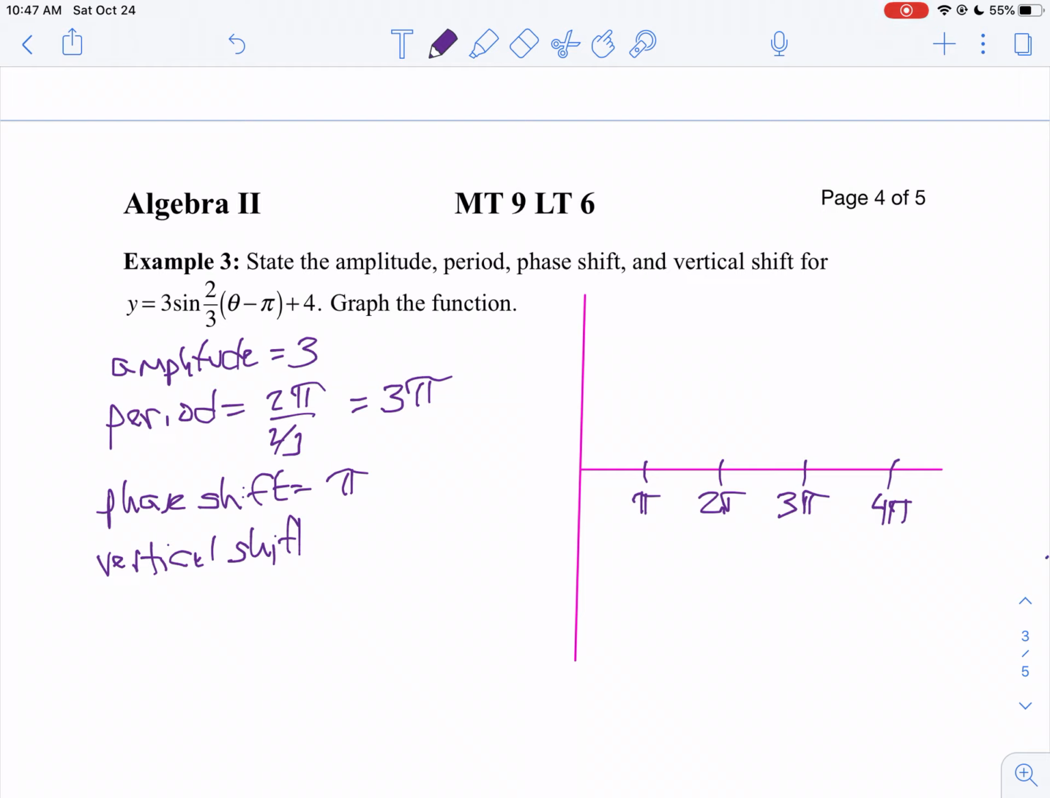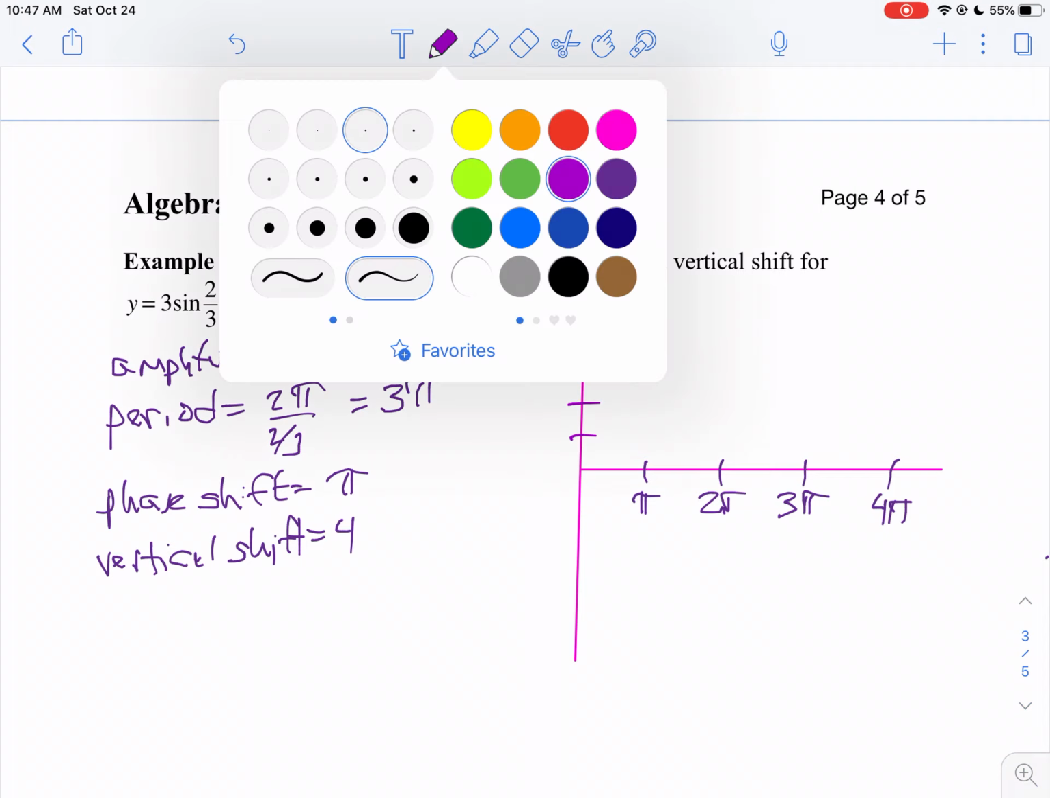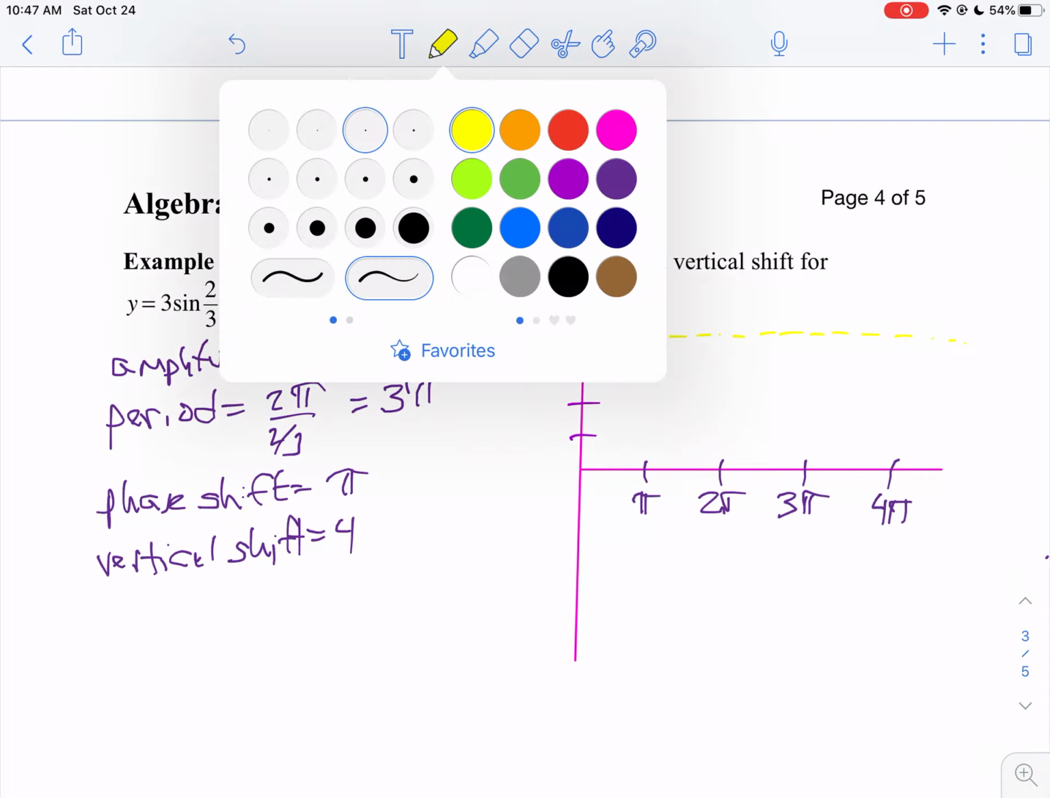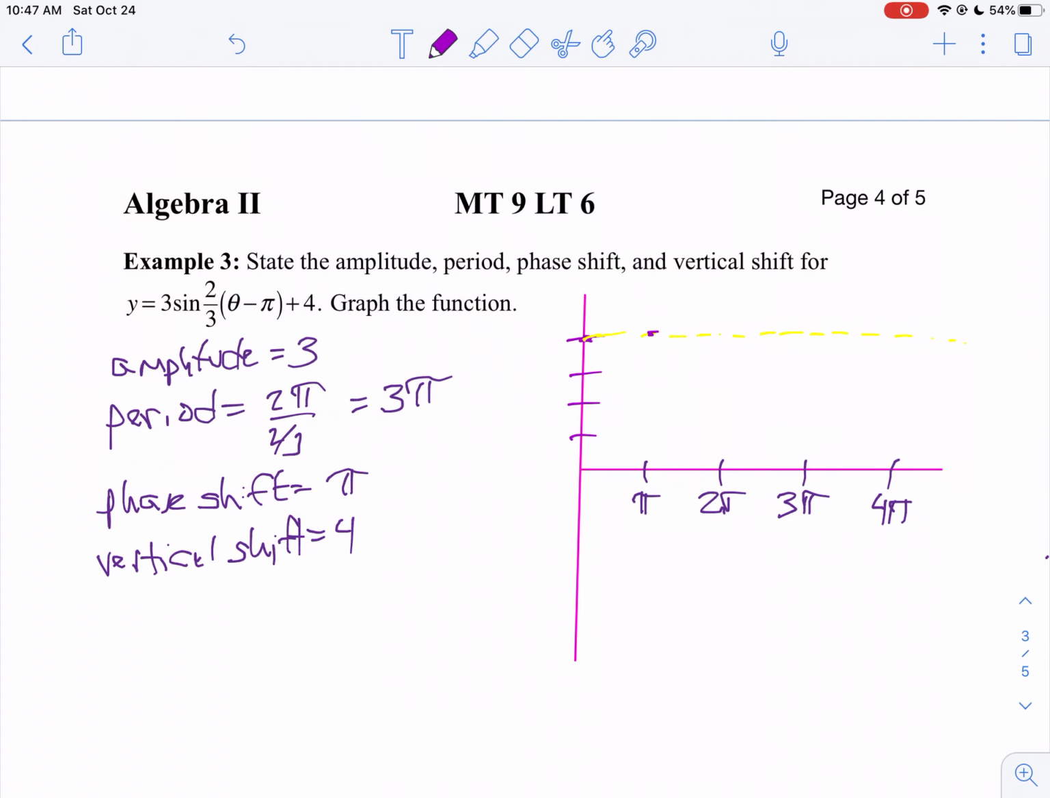Now, normally, I'd be starting at 0, but I have a vertical shift. Oh, I didn't write that down, did I? So my vertical shift is 4. So I'm going to go up 4 here, and I'm going to lightly draw on a line. So here's my midline. For sine, I'm going to start at 0. Now normally I would go up 1, but this time I'm going to go up 3. So 4 plus 3, I'm going to go up to 7 here. So my maximum is going to be at 7. I'm going to end up back here at 0. So if I can draw this out like so.